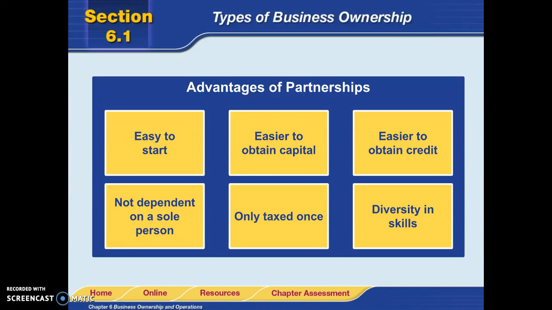It's easier to obtain credit when you have more than one owner, and you also might have more than one owner with a diversity of skills. So you might have somebody who is very knowledgeable in marketing and another one who is very knowledgeable in accounting, and the two personalities and skill sets make for a successful partnership.